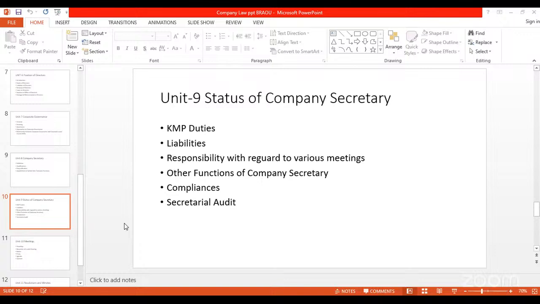Now we will discuss compliances. Compliance is the most important aspect carried out by a CS for the smooth administration of a company's activities. If the compliances are not followed, then there is a violation of the Companies Act, which leads to serious consequences, including winding up of the company as well. So, compliances are very important.